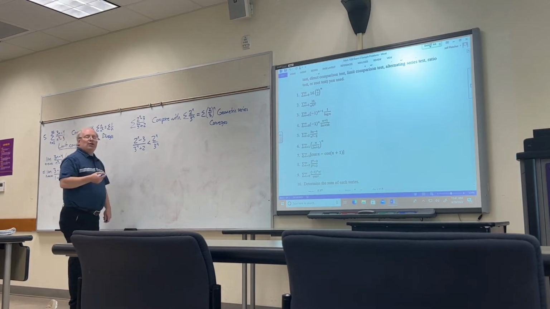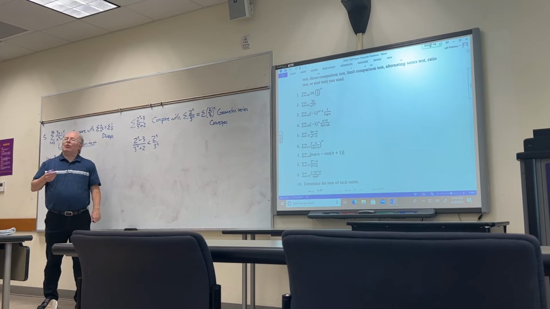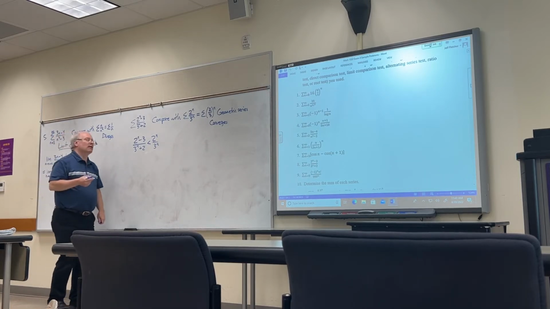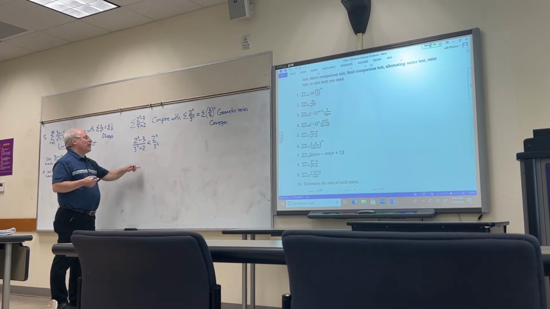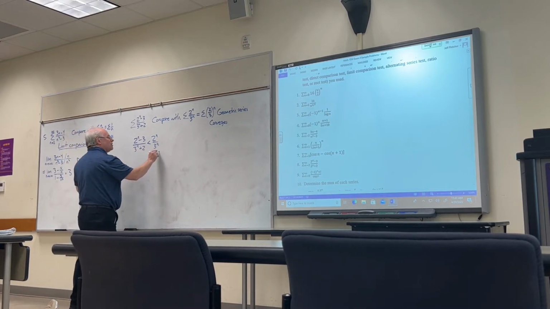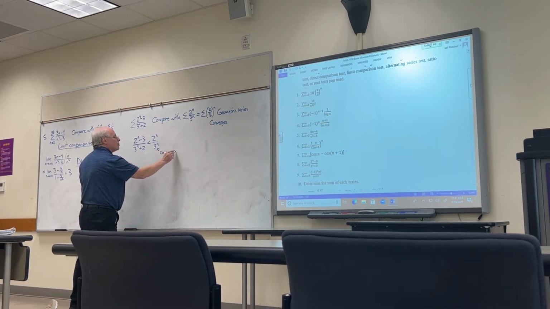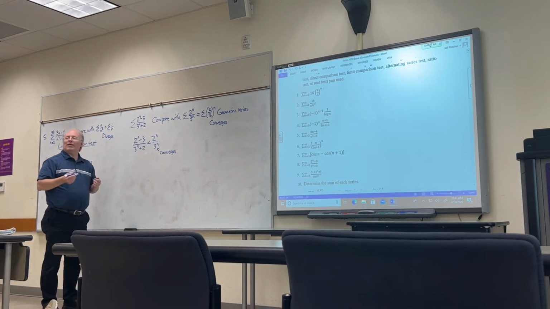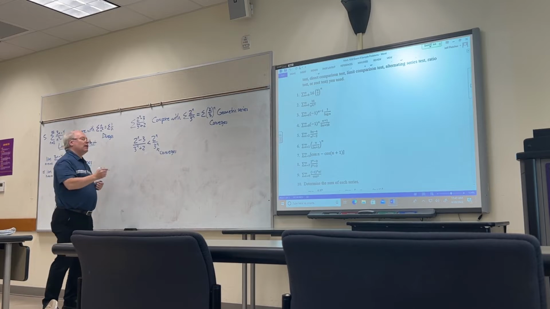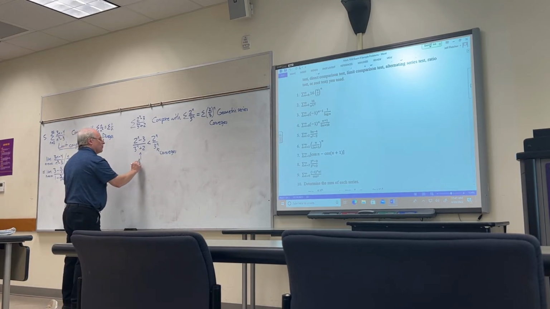You just have to make sure that the inequality is going the right way to apply the direct comparison test. What if it was opposite? How would you fix it? Well, if it was going the opposite way, well, this one we actually know converges. So if the larger series converges, what would that tell us? The smaller series also converges.